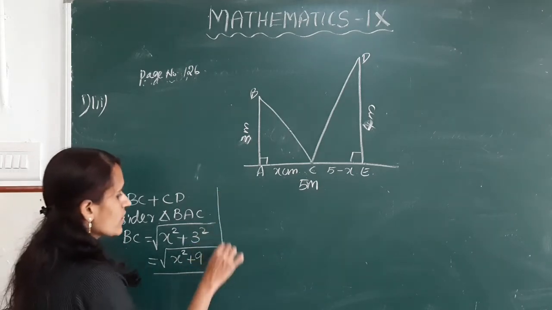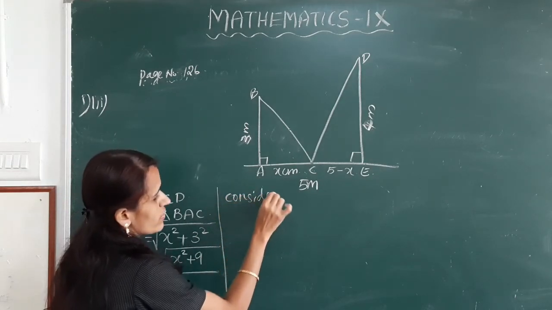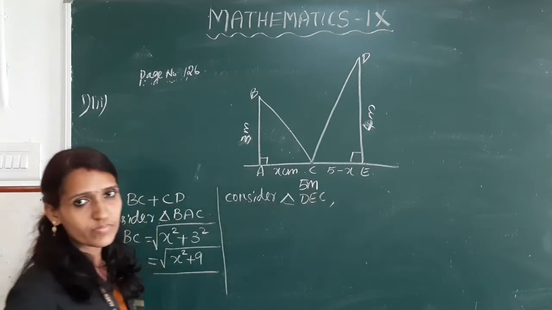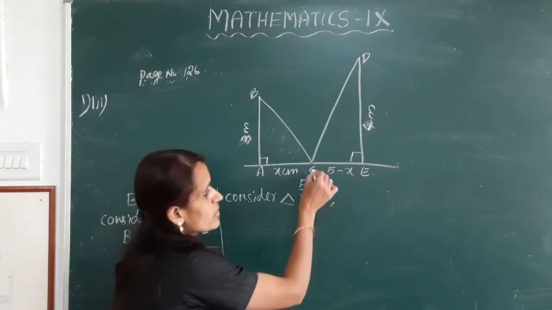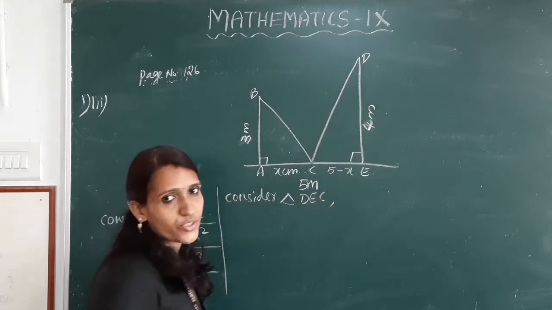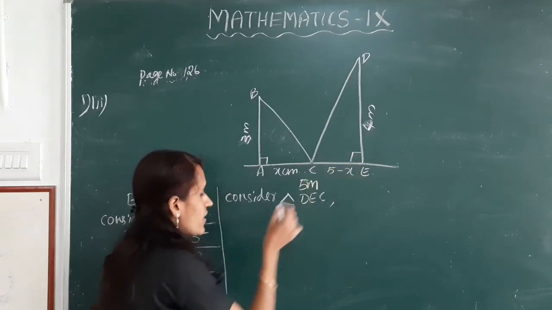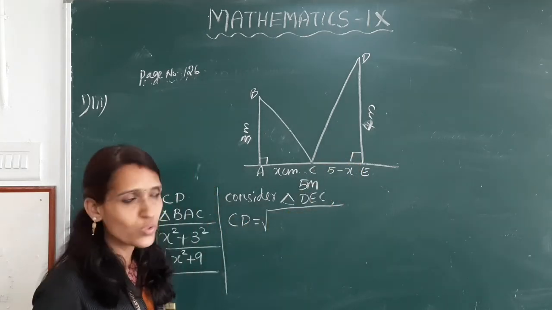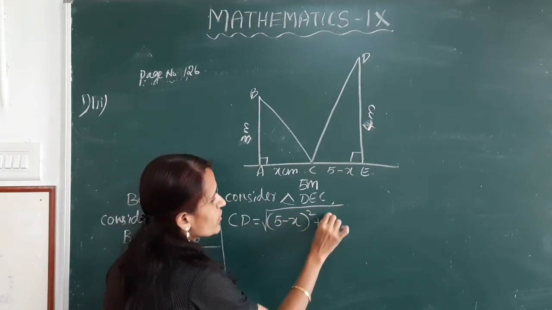Okay, next consider triangle DEC. DEC is a right triangle. CE is the base, ED is its altitude, CD is the hypotenuse of this right triangle. CD is equal to, again using Pythagoras theorem, root of base square plus altitude square.